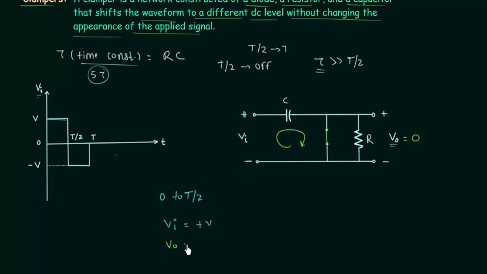The output voltage VO is equal to 0 for the first half cycle, and we can see that there is charging of this capacitor, plus minus. This plate is connected to the positive terminal, this plate is connected to the negative terminal. So charge will accumulate like this, plus minus, and we have to find out the voltage across this capacitor after the first half cycle. There is one very important thing that you can see.